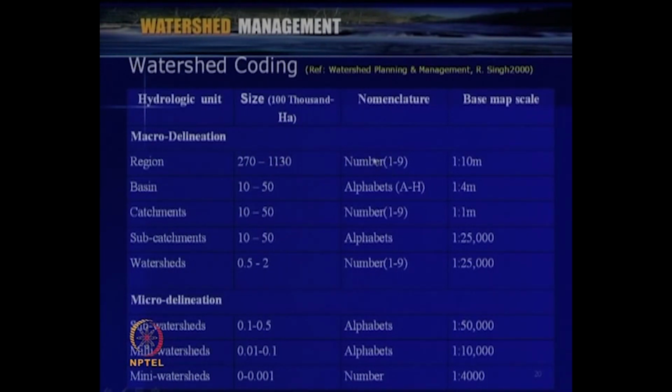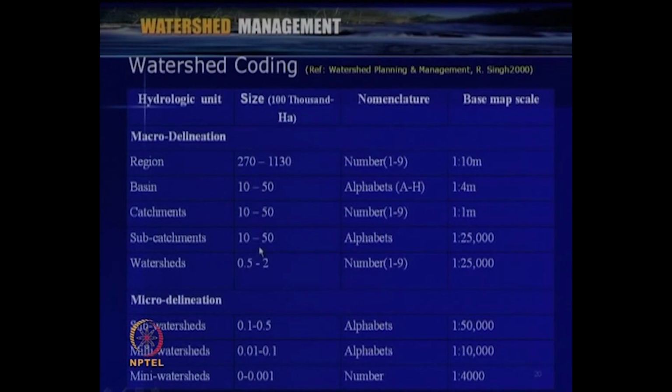So, then we can use nomenclature like numbers 1 to 9, and the scale maybe 1 is to 10 million, and say basin-wise it can go from 10 to 50, 100,000 hectare. So, the alphabets we can use, say for example A to H, and the base map scale maybe 1 is to 4 million. And then we can have catchments like 10 to 50, 100,000 hectare, and then numbering is 1 to 9, and then this base map scale can be 1 is to 1 million.